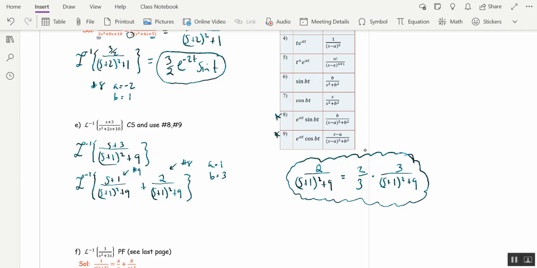Now, there's nothing I have to do to the first fraction, but for the second fraction, I've got a 2 on top. I'd really like a 3 on top. And so I did my scratch work over here. I simply pulled out the 2, put a 3 on top, and since there wasn't a 3 on top, I divided by 3. So now I'm good to go. This is equal to e to the negative t cos 3t plus 2/3 e to the negative t sine 3t.